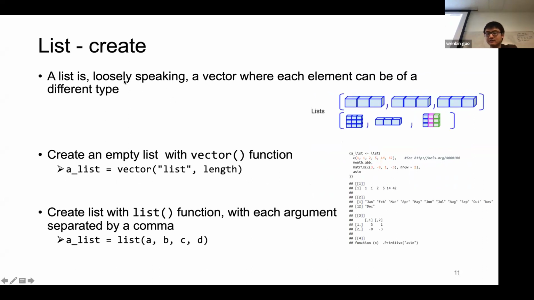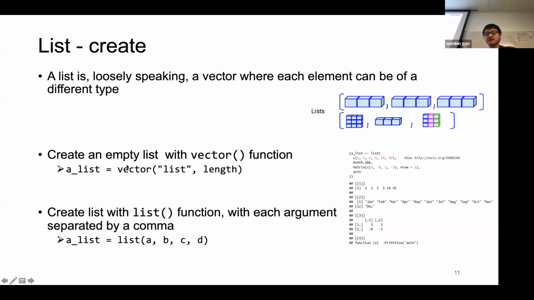So the first thing about the list is how to create a list. A list is, loosely speaking, a vector, but each of the elements can be a different type. As I said, the type can be anything you can think of in the R world: numerical, integer, character, or even a list itself, a matrix, a data frame, etc.